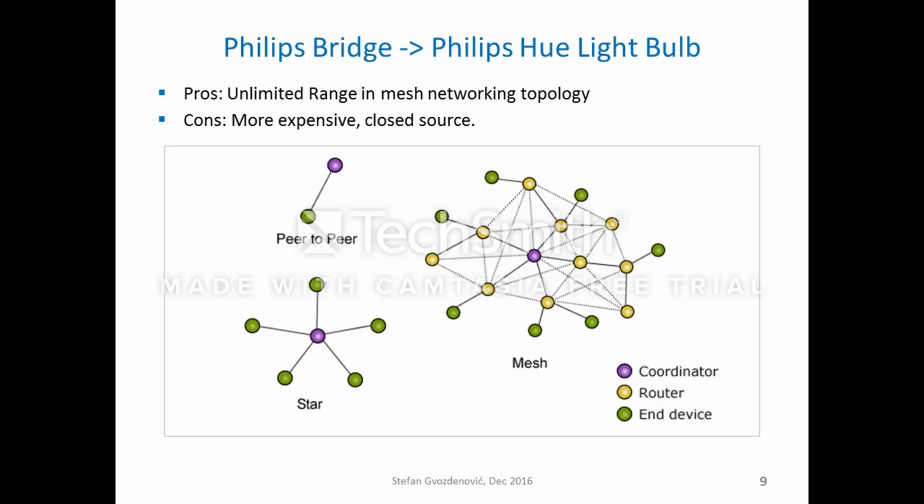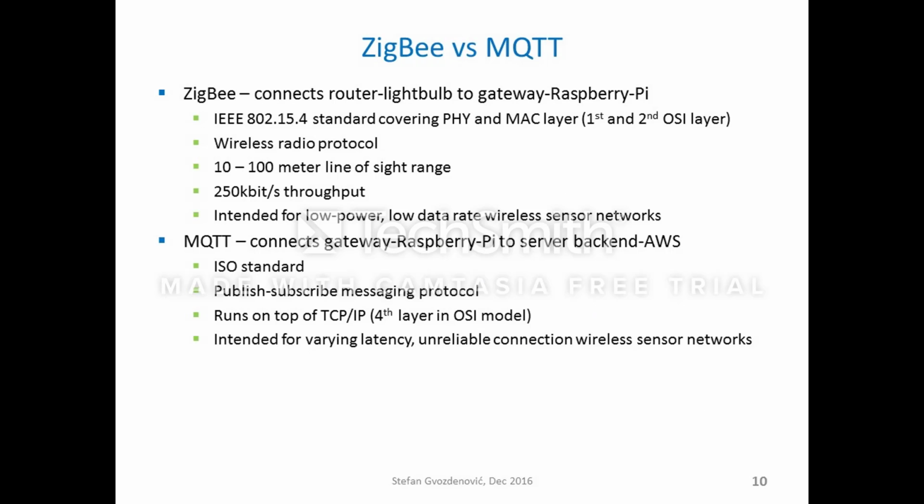Good example of an end device would be a battery powered sensor or any other device which has a constrained power source. It is important to make a distinction between Zigbee and MQTT. Zigbee connects router, which is in our case a light bulb, to a gateway, in our case Raspberry Pi. Zigbee also connects light bulbs to light bulbs.